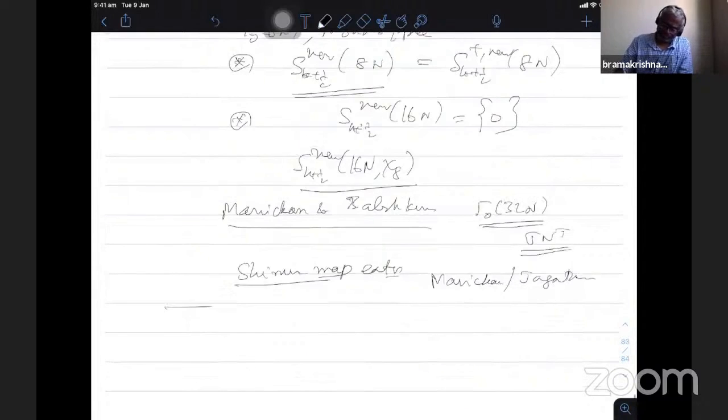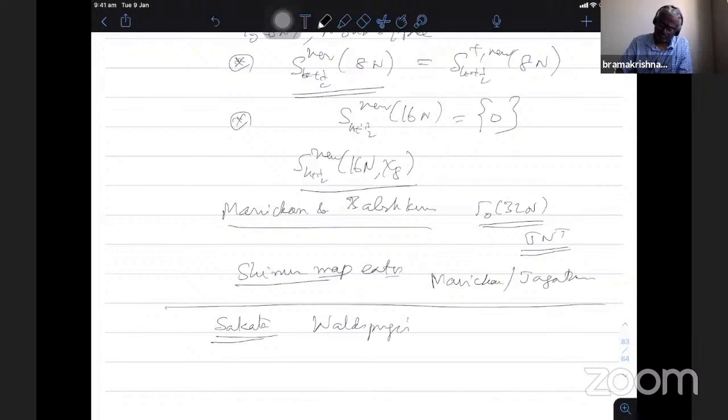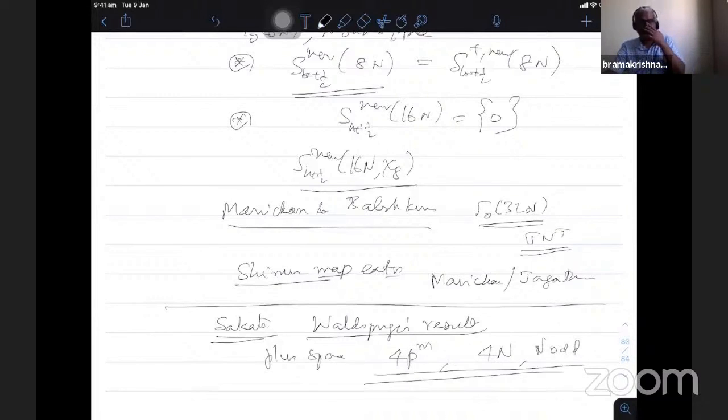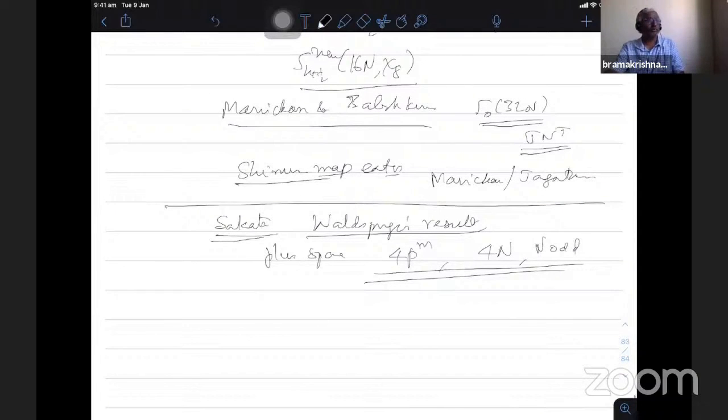And there are some papers by Sakata. What he did is Kohnen's result, the Kohnen plus space, for level 4p^m, p odd, and also 4n, n odd. We take the plus space where the level is 4 times p^m, and that is the first paper he wrote. I think it appeared in the Math Institute journal or something, around 2000, and later on he proved more.